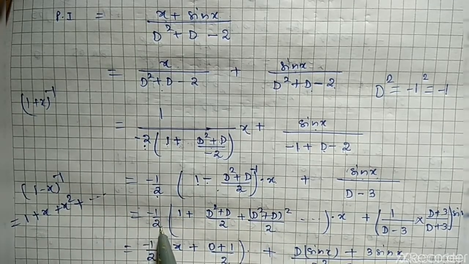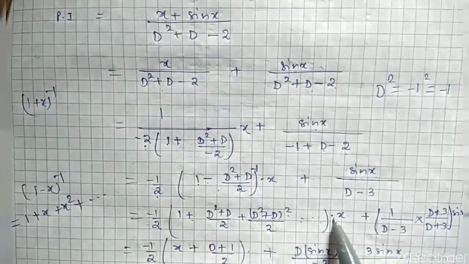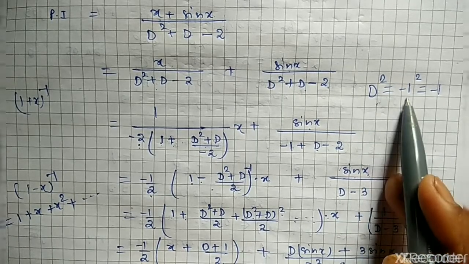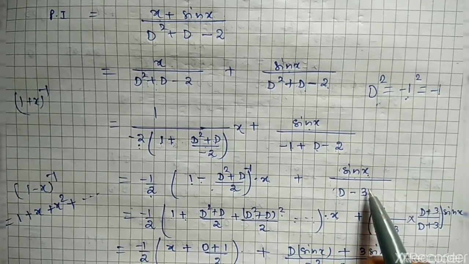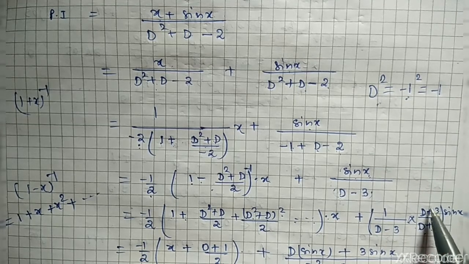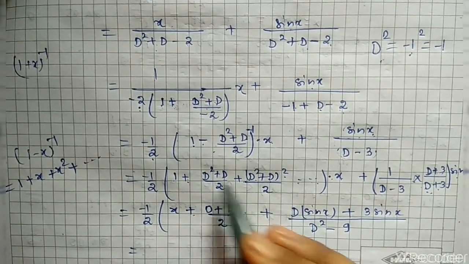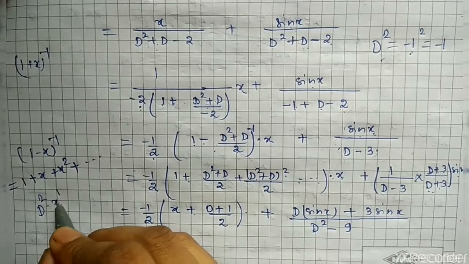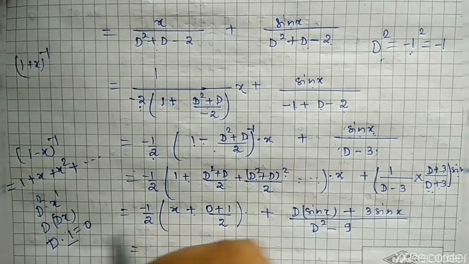So here it is minus 1 by 2, 1 plus d square plus d divided by 2, plus d square plus d divided by 2 whole square, and so on, into x. Plus, since we know that while we have a trigonometric function, we just put the value of d square equal to minus 1 square, or whatever the angle is. So we will change this function in terms of d square. We use the conjugate and multiply this function by d plus 3 divided by d plus 3, both numerator and denominator, and then into sin x. So here we have minus 1 by 2, x plus, we just take this function 1 into x, so we have x here. Now d square of x is d of d of x, and x is to the power 1. So differentiating one time we have d of 1, and d of 1 is equal to 0. That's why I have written 0.